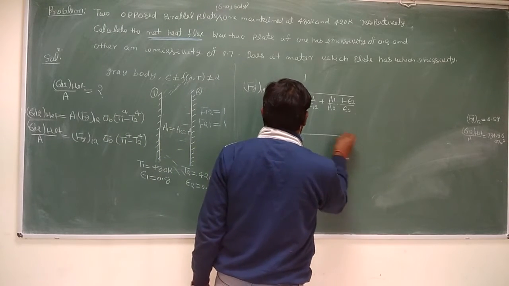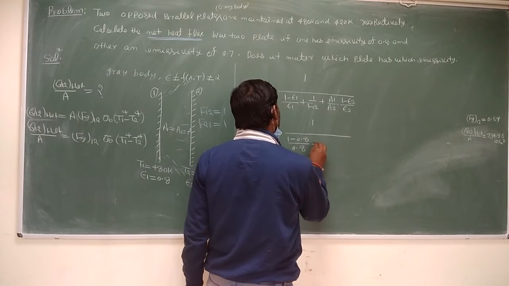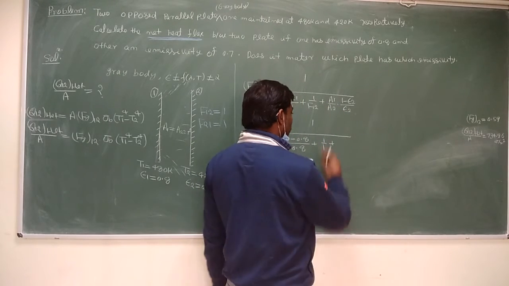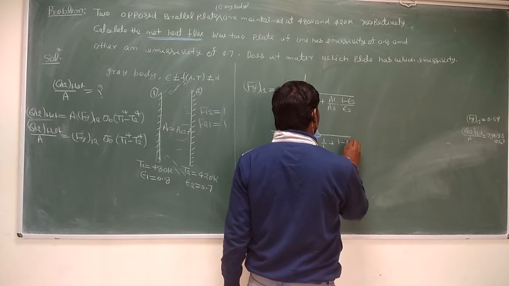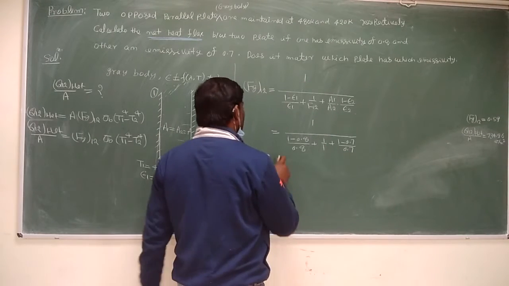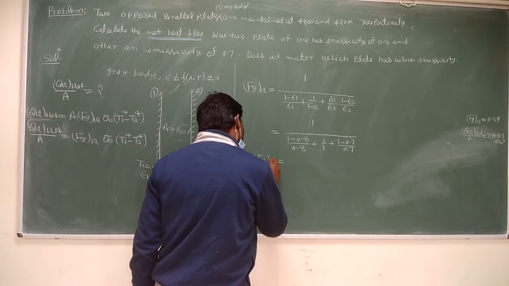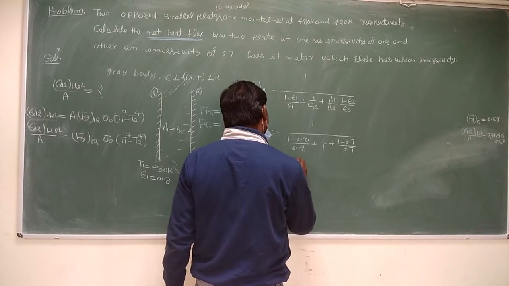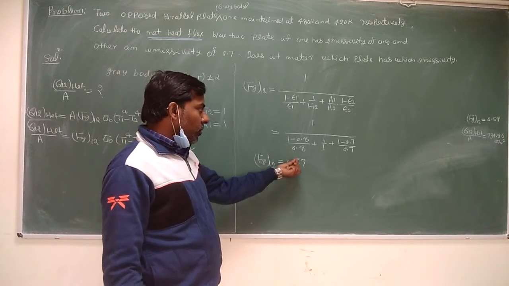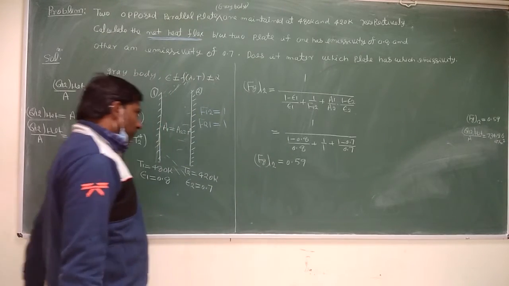So what we are getting: 1 divided by (1 minus 0.8, divided by 0.8, plus 1 upon F12, plus A1 by A2 times 1 minus epsilon 2, this is 0.7, divided by 0.7). A1 and A2 are the same, so this will be 1. So when you calculate it, you will get the gray body factor Fg12 equal to 0.549, so approximately 0.55. Okay.